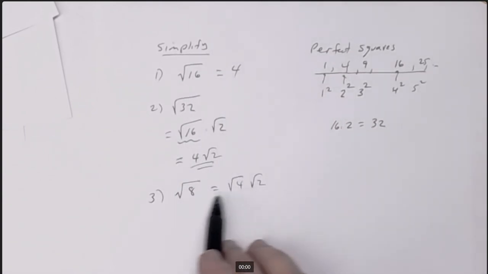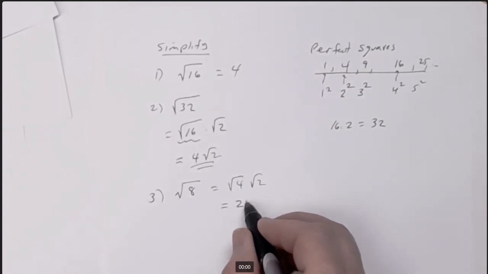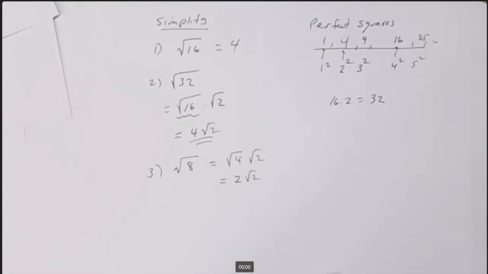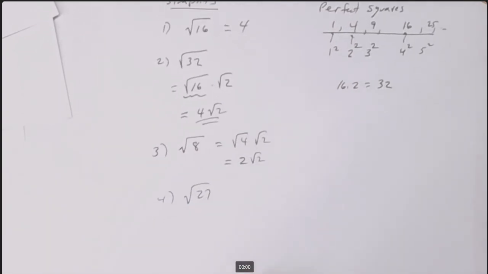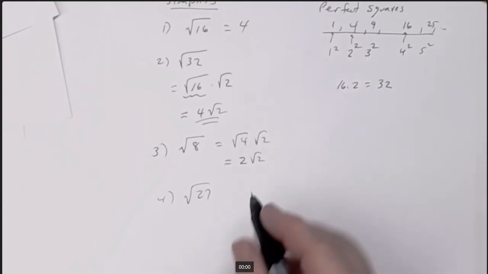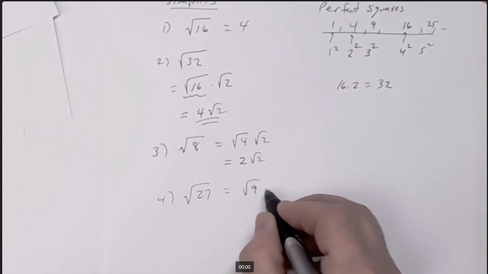If we have the square root of 27, can I simplify the square root of 27? Yeah, 9 times what? 9 times 3 is 27. What's the square root of 9? 3. So you get 3 square root of 3.